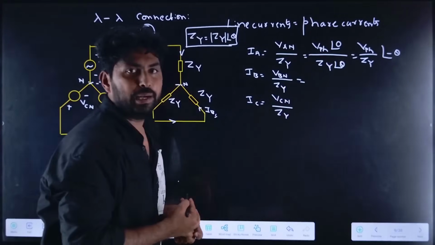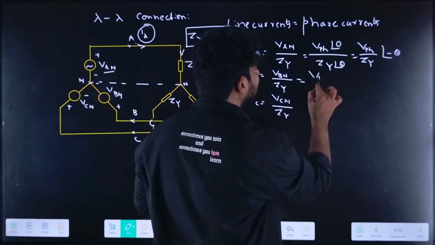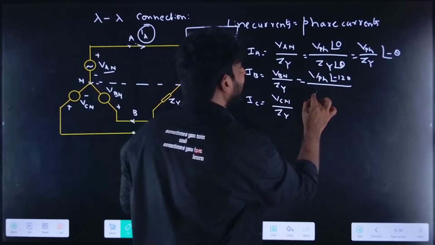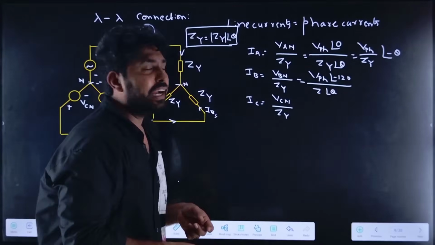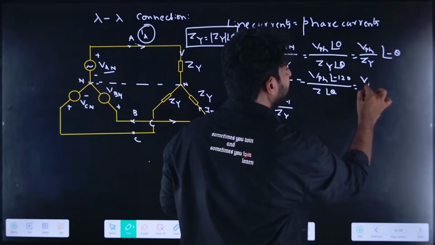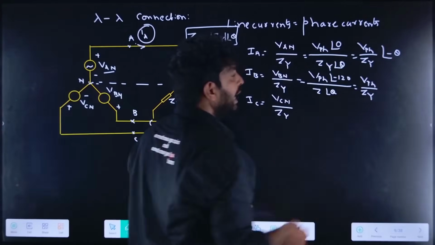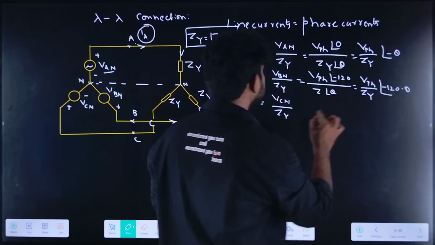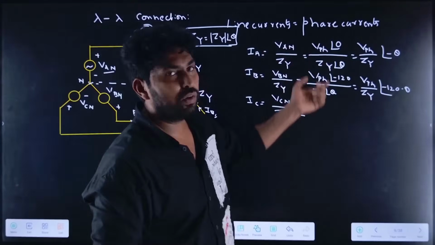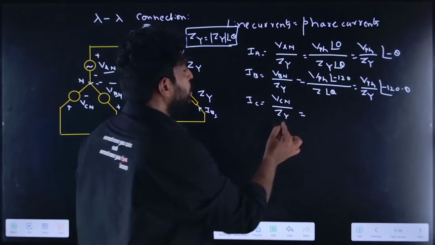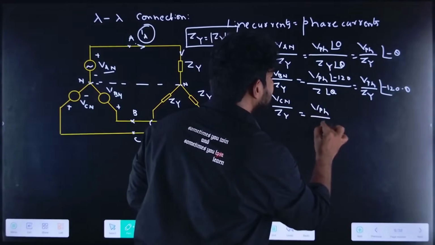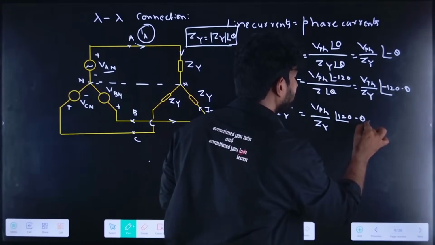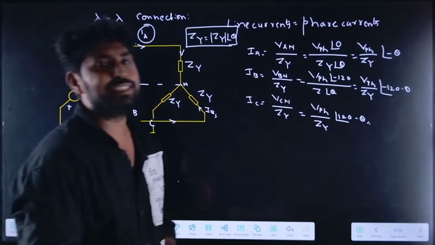If I find IB, VBN is V phase at an angle minus 120 divided by Z at an angle theta, which equals V phase by ZY at an angle of minus 120 minus theta. In a similar manner, IC is 240 degrees out of phase, so it is V phase by the magnitude of ZY at an angle of plus 120 minus theta. This is how we find IA, IB and IC in the circuit.